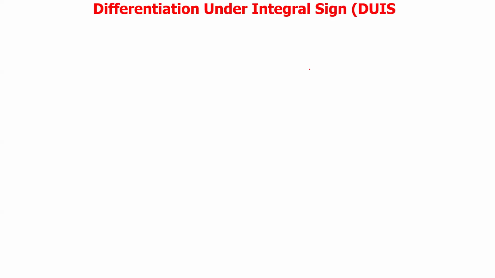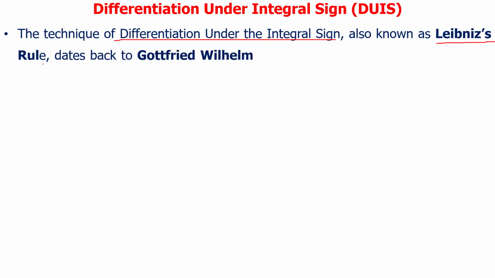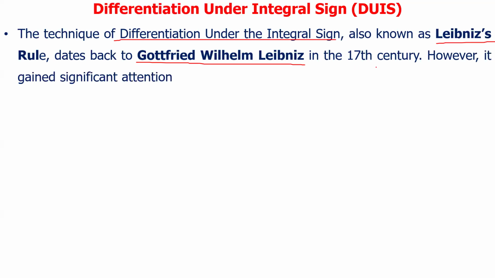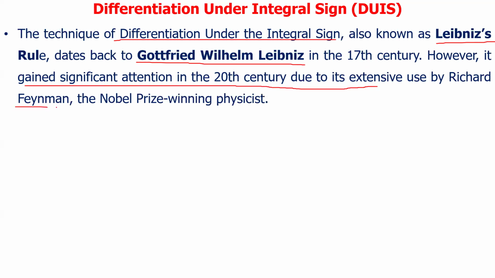In this lecture, we discuss differentiation under integral sign. It is denoted by DUIS. The technique of differentiation under integral sign, also known as Leibniz rule, dates back to Gottfried Wilhelm Leibniz in the 17th century. However, it gained significant attention in the 20th century due to its extensive use by Richard Feynman, the Nobel Prize winning physicist.